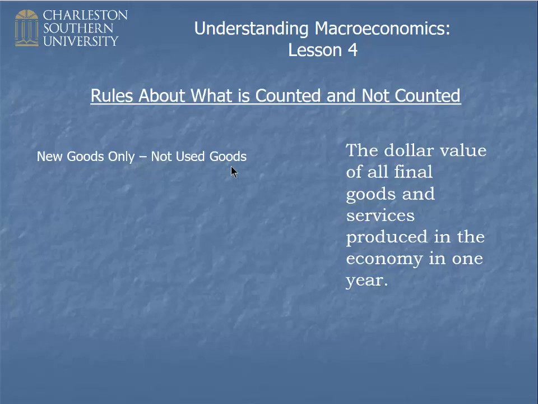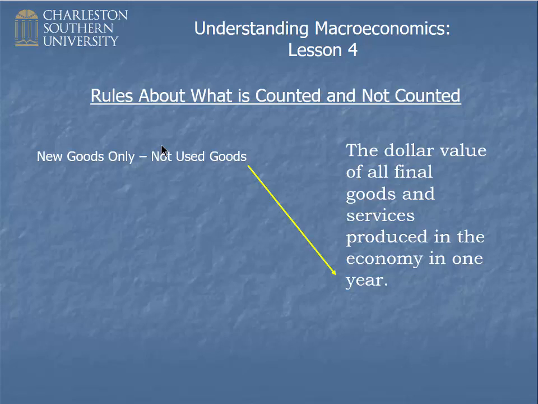Used goods are not counted because they don't represent production in this year. So if you bought a car that was 5 years old, it was maybe counted in GDP 5 years ago, but if you buy it today used, it's not counted. Now the only caveat to that is, let's say you bought that used car from some used car dealer. So you go to Honest John's used car lot and you buy it.